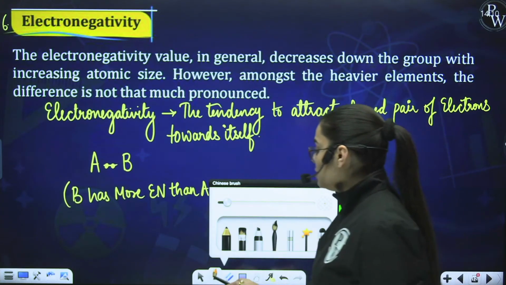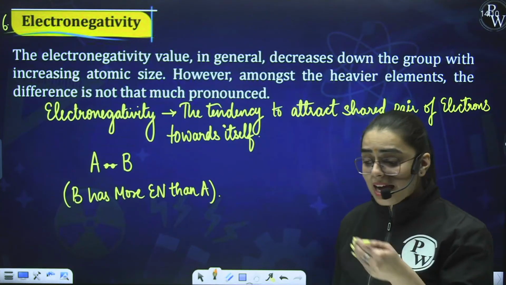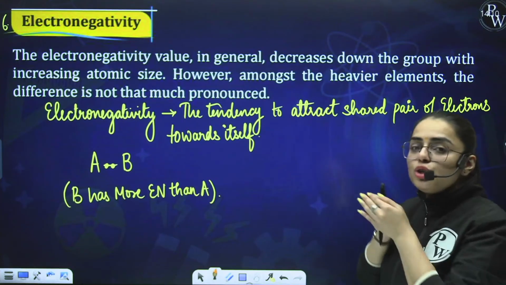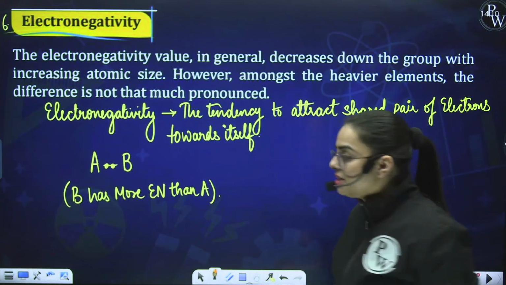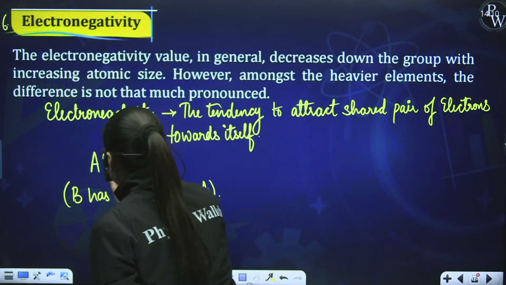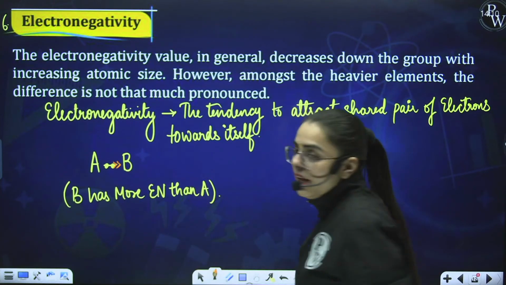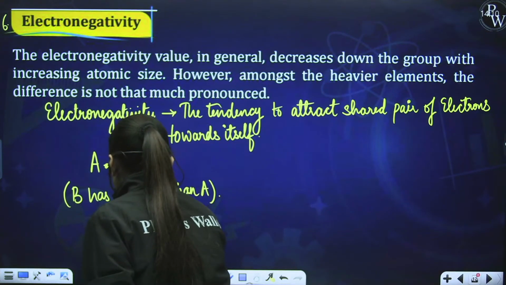I am saying over here that B has more electronegativity in comparison to A. That means the B atom has a tendency to attract electrons towards itself more in comparison to A. This is what electronegativity is. That means these two electrons are particularly shifted towards B more in comparison to A. That means if I am going to represent it over here, let us say it is A, it is B.